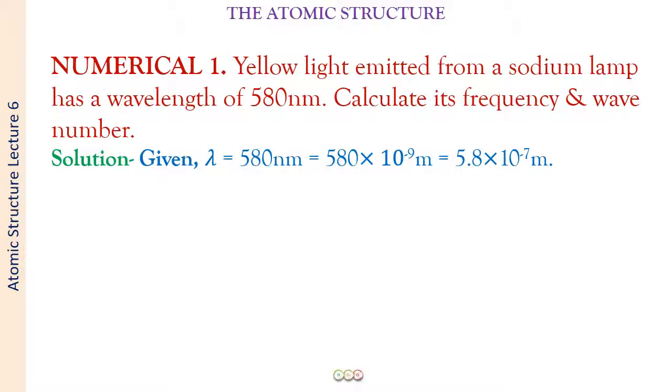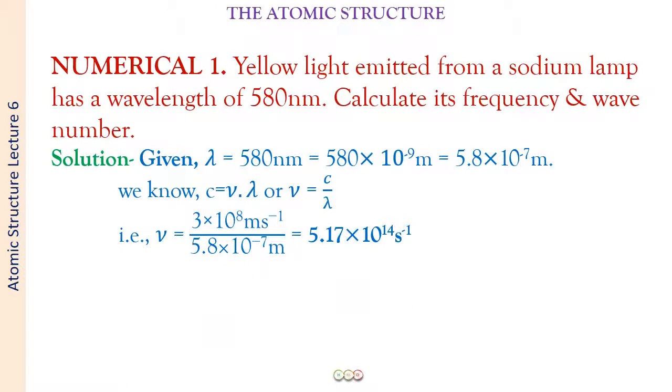So we have lambda to be 580 nanometer, that is 580 into 10 power minus 9 meter. Or if you write it in proper scientific notation, that is 5.8 into 10 power minus 7 meter. Then we know that c is equal to nu lambda, or nu is equal to c by lambda. So you can calculate the frequency by putting the value of c to be 3 into 10 power 8 meter per second, and the wavelength is given to you, 5.8 into 10 power minus 7 meter.